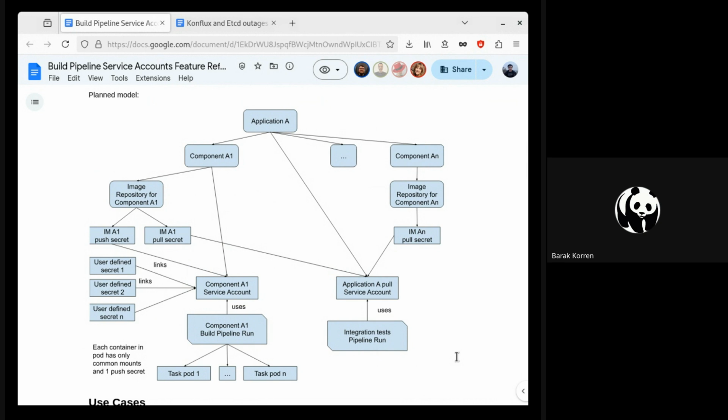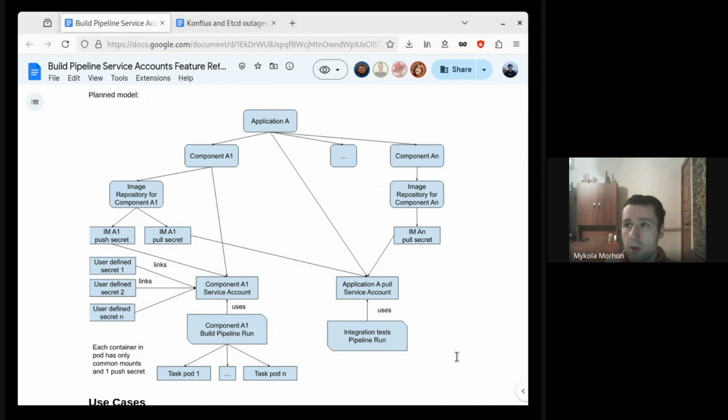But yes, this approach, okay, for GitOps, I guess it should work as well. Yeah, GitOps would create the component and the Build service would onboard it. So yeah.